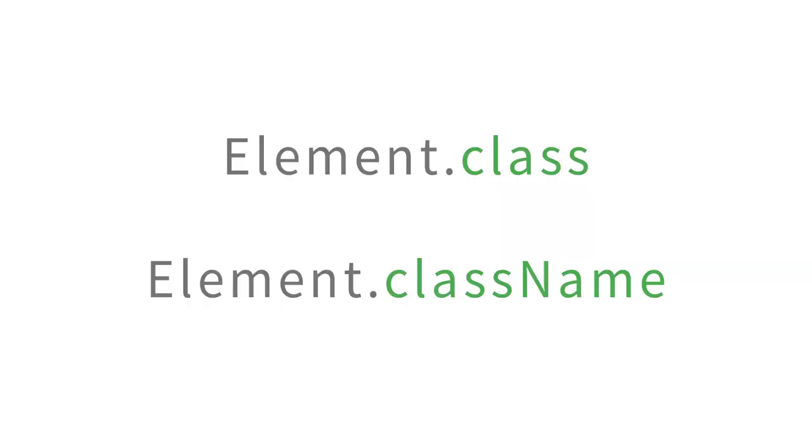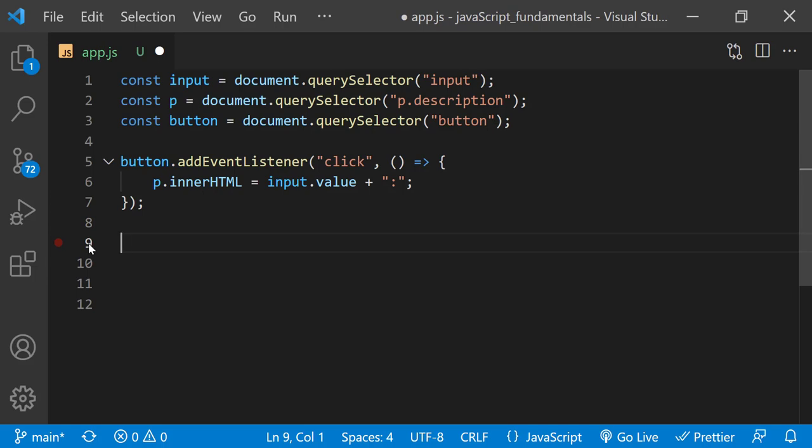Finally, I just want to mention one thing that might be easy to forget. If you want to get or set an element's class, the class property won't work. So use the class name instead. Okay, so up next, we'll have a look at a special property, the element style property.